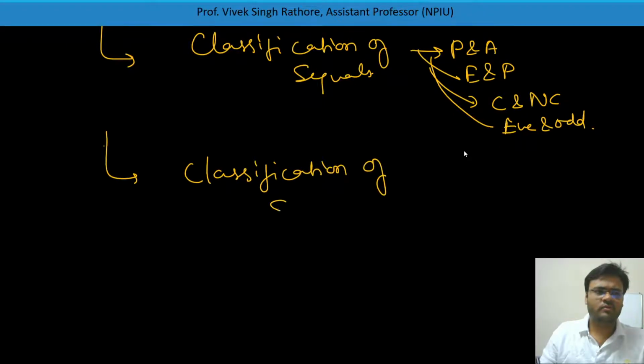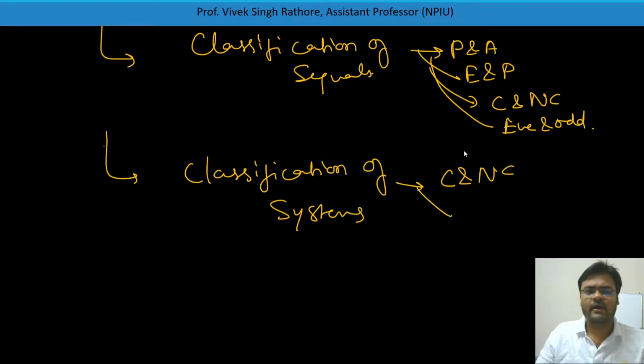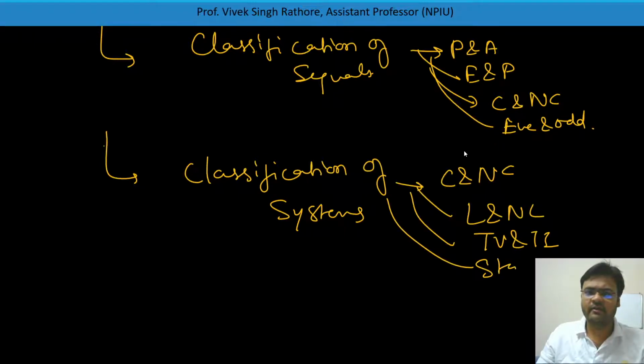So for classification of systems, there are many systems like causal and non-causal systems, linear and non-linear systems, time variant and time invariant systems, stable and unstable systems, and invertible and non-invertible systems. These types of systems we will see.